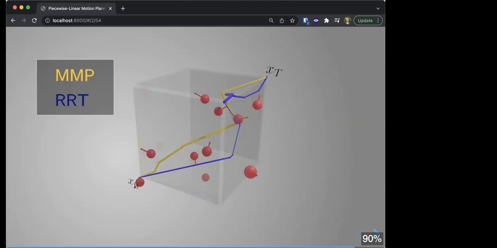Mm-hmm. Okay. And to take it to the extreme, in dimension 1, if you have one constraint, it will actually cut out. There is no feasible path, right?